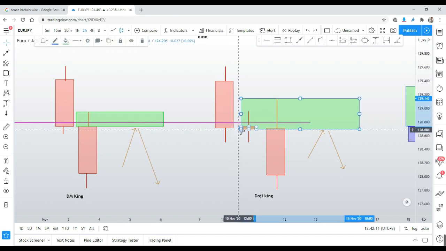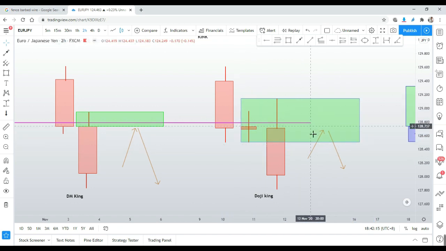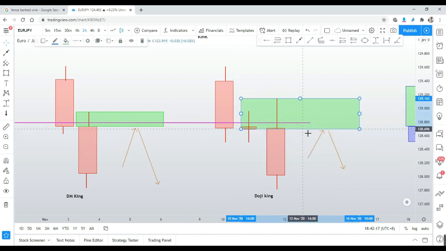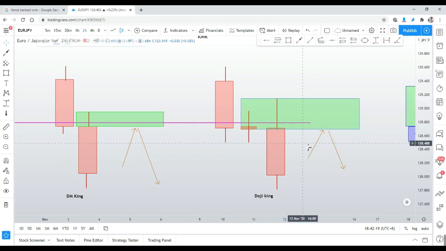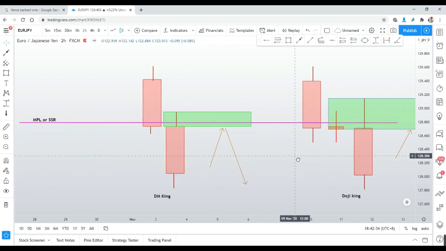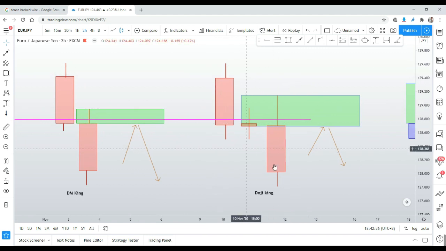So first of all, we label it from the whole candlestick. Then we reduce it to just the opening, or the closing, depending on the candlestick. So this will be my area for a potential sell setup. Same thing here, it must be aligned with MPL or SSR.